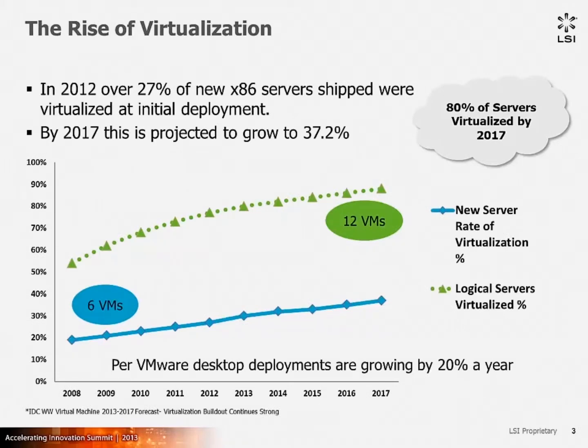The rise of virtualization. In 2012, over 27% of all x86 server chips were virtualized at initial deployment. That means when they went out the door and how they were utilized at the customer site. On average, those had 6 virtual machines for each server. If you look at how that growth rate is, in 2017 they're projecting it's going to be 37.2% of all servers will be virtualized with 12 VMs on average. That's saying by 2017 over 80% of the servers will be virtualized. And then for the desktop, VMware estimates that desktop deployments are growing at about 20% a year.